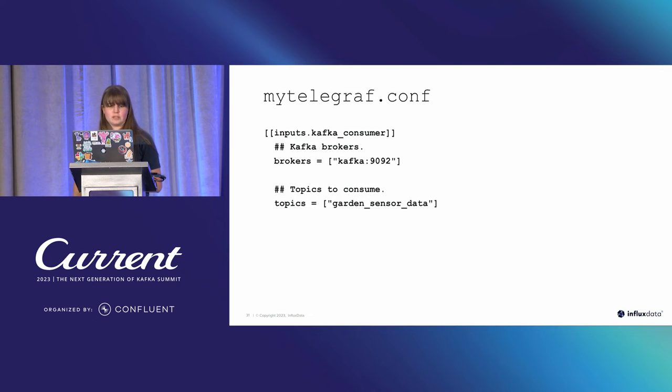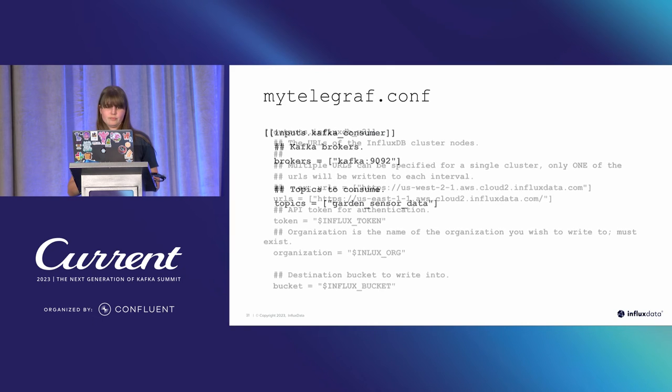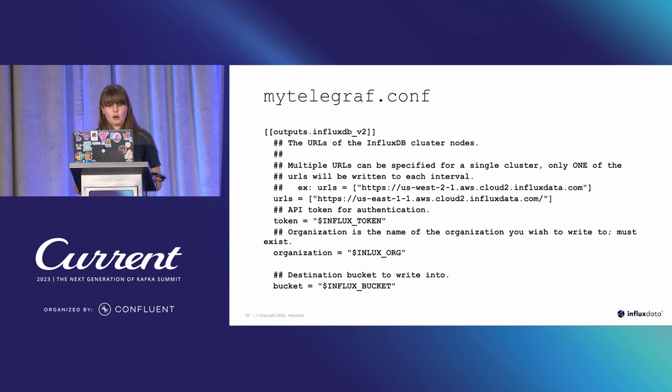For example, this is the inputs section. This one has the Kafka consumer. It's expecting a Kafka broker, and because this is running locally, it's expecting it on localhost 9092. And it's calling the topic garden sensor data. And it's outputting it into InfluxDB. For this one, it just happens to be for InfluxDB v2. It's not a big deal, don't worry about it. In the future, it'll say v3, but that won't be a big deal either.